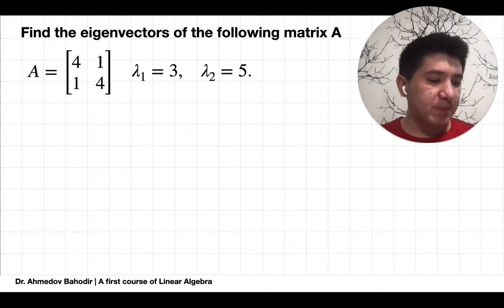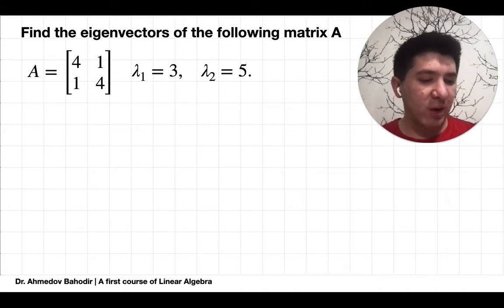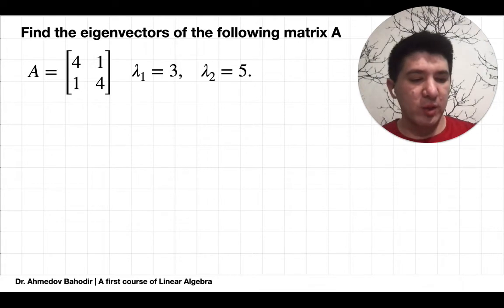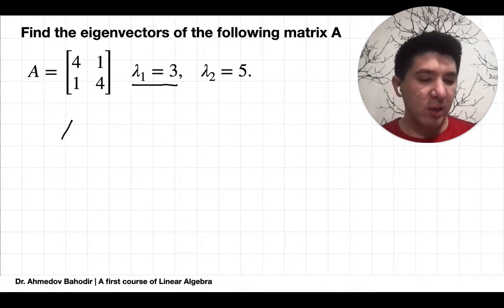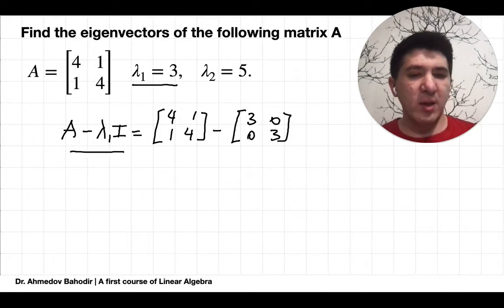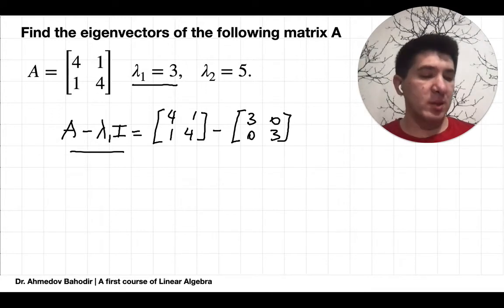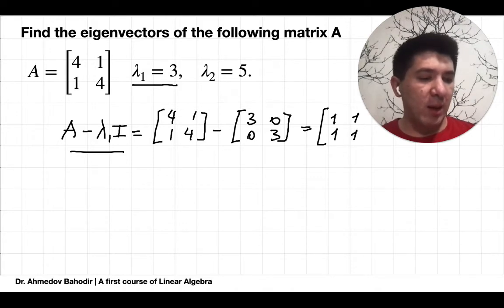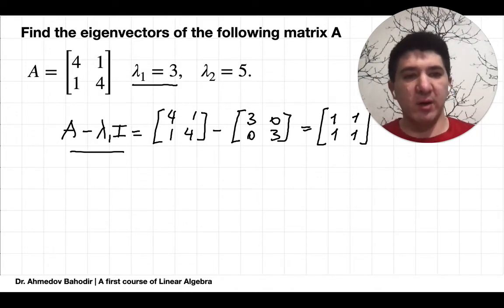So let's try to do this. First of all, I'm going to find the first eigenvector, which is going to correspond to the first eigenvalue. In order to do this, we need to subtract lambda 1 times I from A. So it's going to be 4, 1, 1, 4, minus 3 times the identity, which is 3, 0, 0, 3. Essentially, this operation means we need to subtract the eigenvalue from the diagonal entries of this matrix, which is going to be equal to 1, 1, 1, 1.